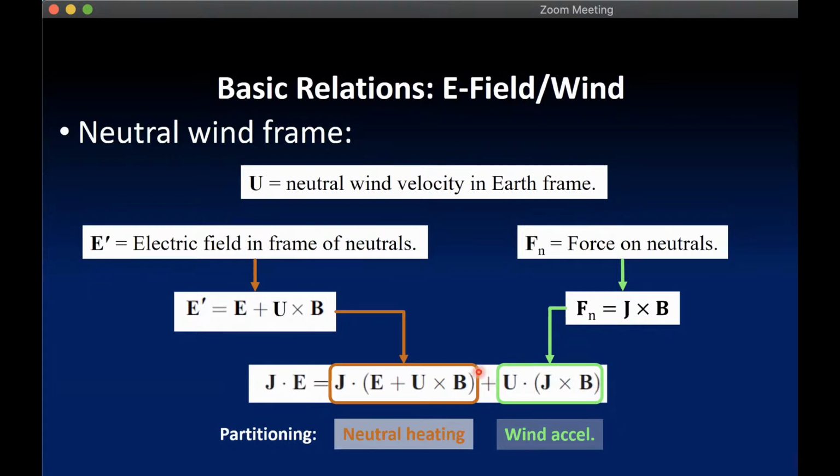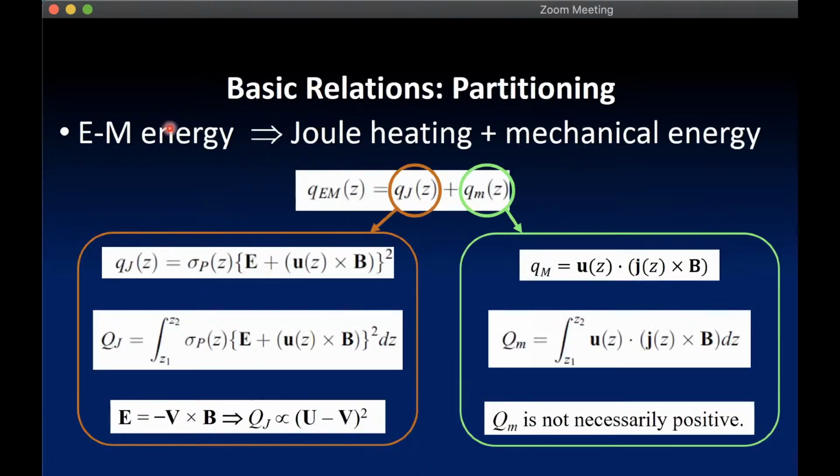So the partitioning of the energy is between the actual Joule dissipation and the mechanical energization of the neutral wind. By acceleration, you mean, of course, either acceleration or deceleration. It's just a net force on the neutral wind. Some of the electromagnetic energy goes into Joule heating and some goes into mechanical energy in the neutral frame, and you have to do that in the neutral frame. So it's often written this way, where Q_E is the Joule heating plus the mechanical. The Joule heating is given by this expression here, sigma_P times E plus the neutral wind velocity cross B, squared.